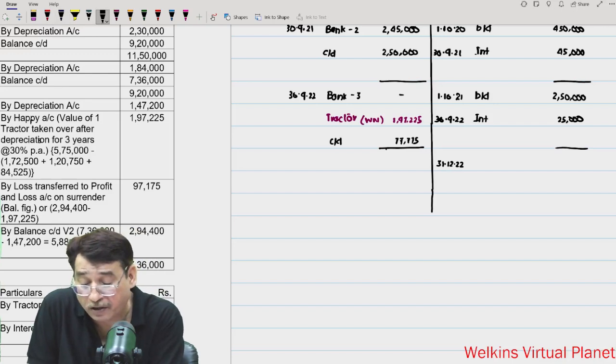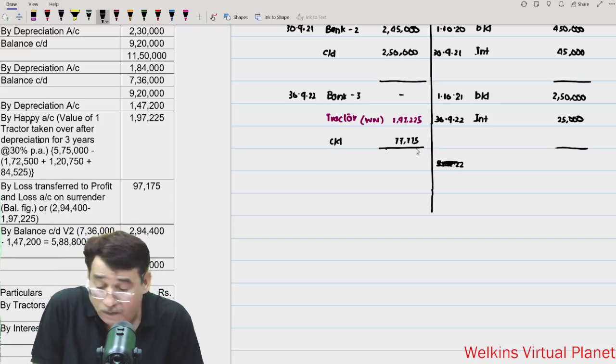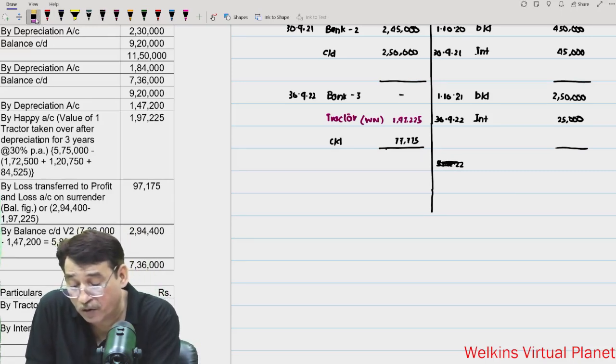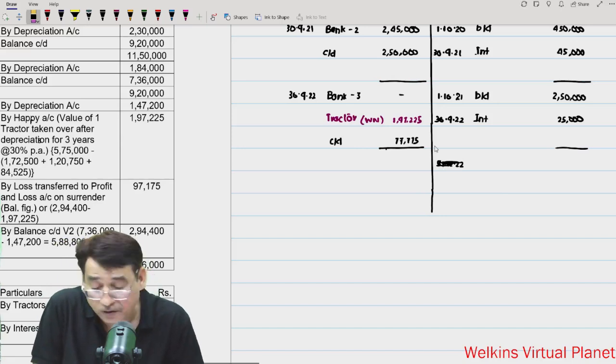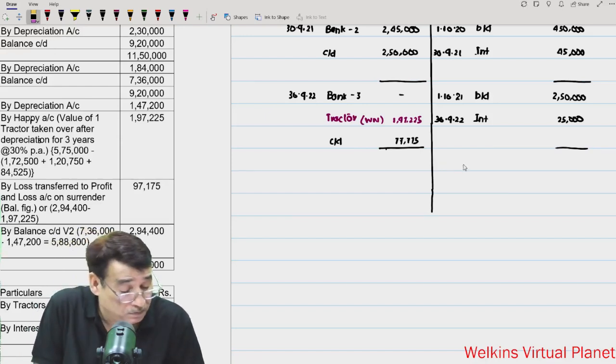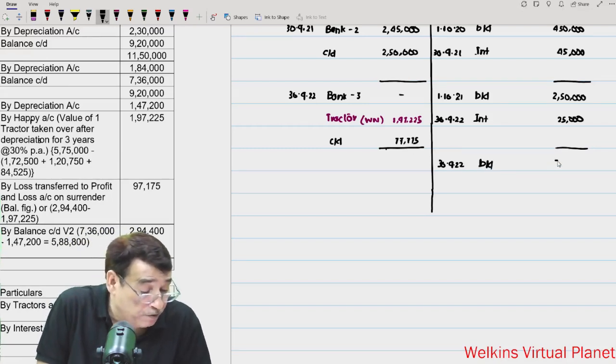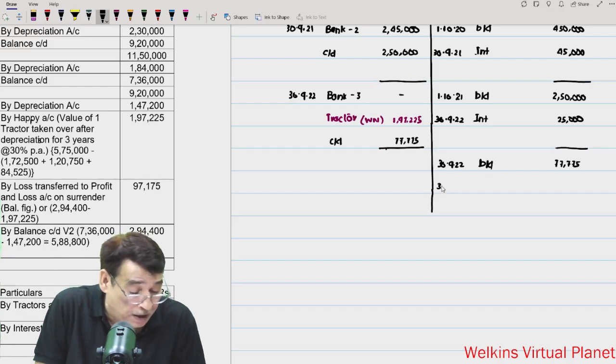But before I write the date, first of all, sometimes this pen creates lots of problems. Finally, so I will write here 30th of September 2022. First of all, I will write this balance as balance brought forward, 77,775. Now this balance needs to be paid after 3 months. So first I will add 3 months to it. That means 31st of 12, 2022.